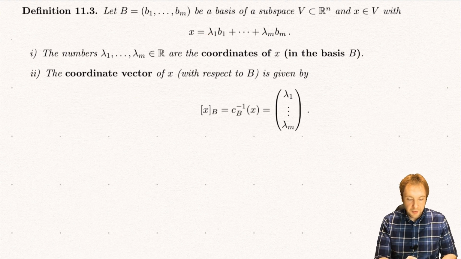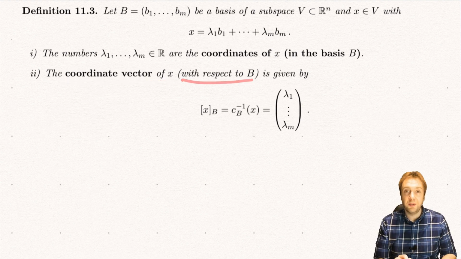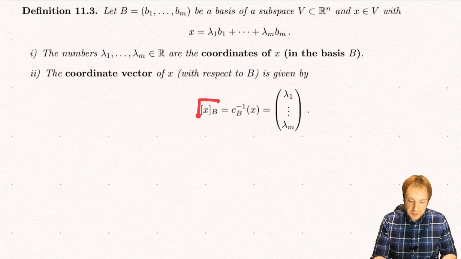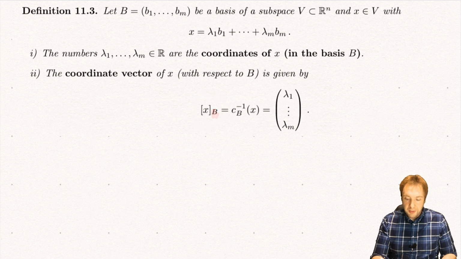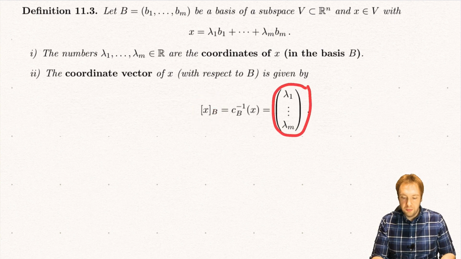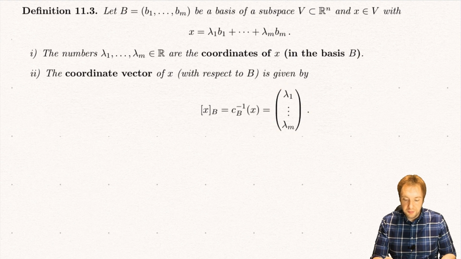And then if we write these numbers into a vector, then this is what we call the coordinate vector of x, again with respect to the basis B. And the notation is that we write these brackets around x, with B. So this is just a vector where we write down these numbers.